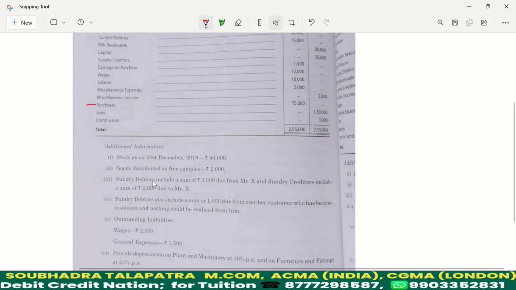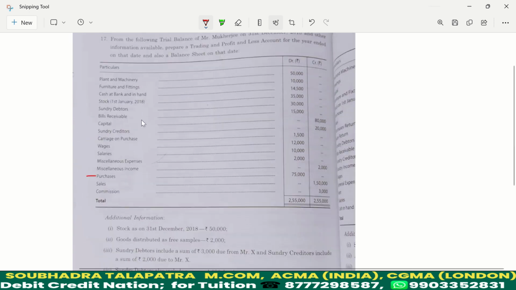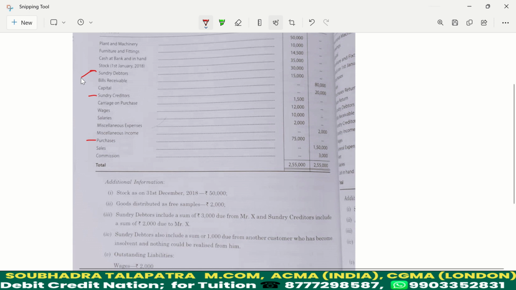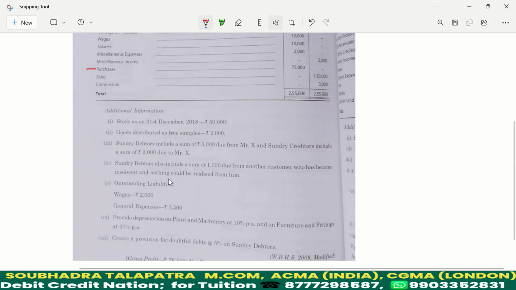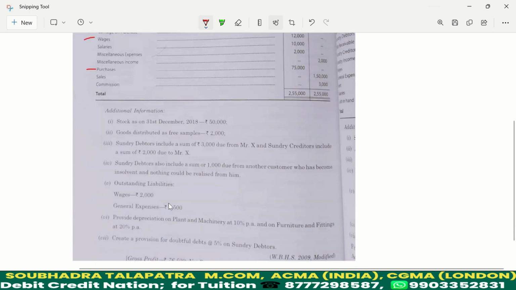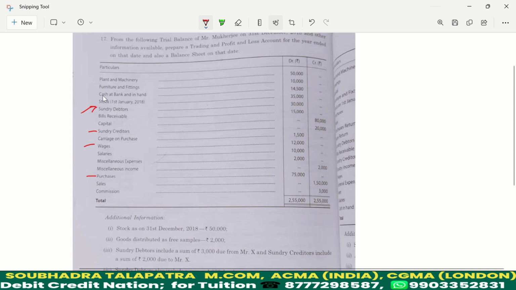Next, if I scroll down, sundry debtors and sundry creditors. For sundry debtors I have one adjustment, and for sundry creditors I have one adjustment. Next point, sundry debtors has one more adjustment. So go to sundry debtors, and make sure you see 2 marks. Okay, sundry debtors, I have added the second mark. Next, going forward, I see wages. So look for wages, and just make a mark. Next is the general expenses. Look for general expenses. Here I see miscellaneous expenses.